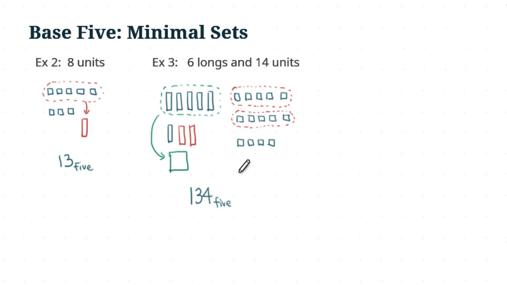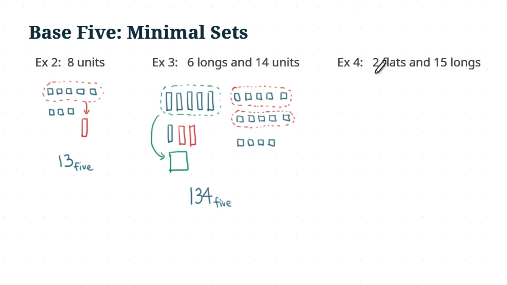Now let's look at one more example which requires more regrouping. So let's look at this one. This one we have 2 flats and 15 longs. So that's actually a lot of pieces. Together we have 17 blocks, but, as you can see, this is too many longs, right? So we can rewrite that as a minimal set.